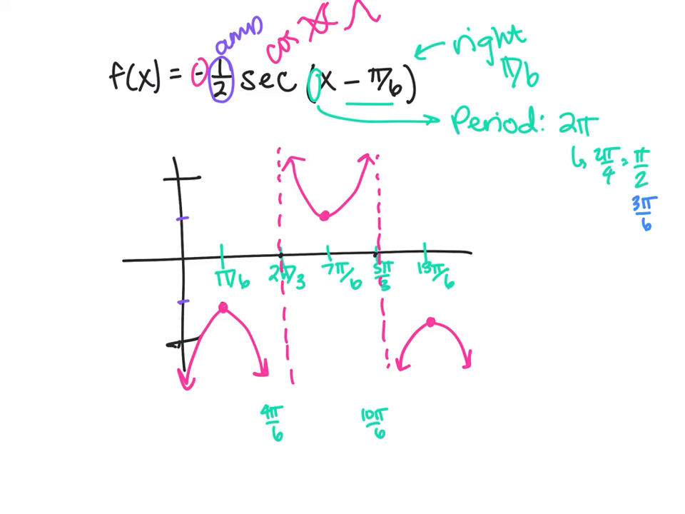So again, I just want to see one full period of these graphs. It's okay to continue those parabolas so you can see that they do keep going. And the main points are those mins and maxes of the parabolas and then where the asymptotes hit.